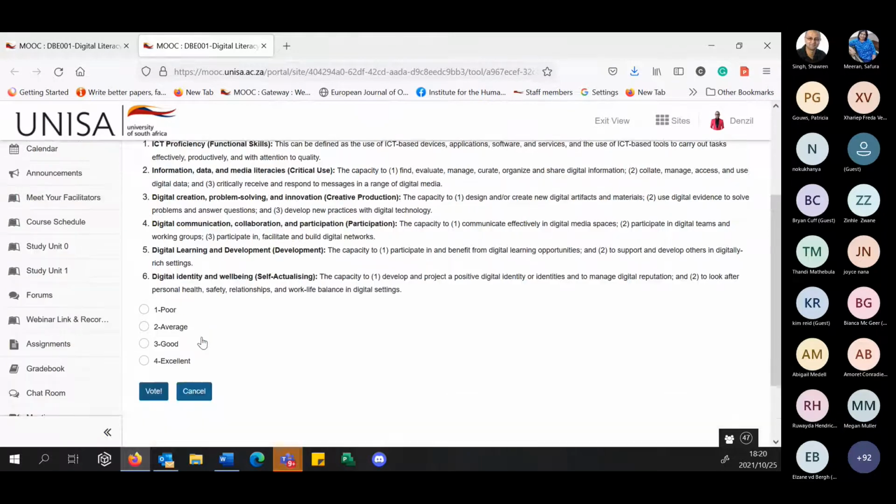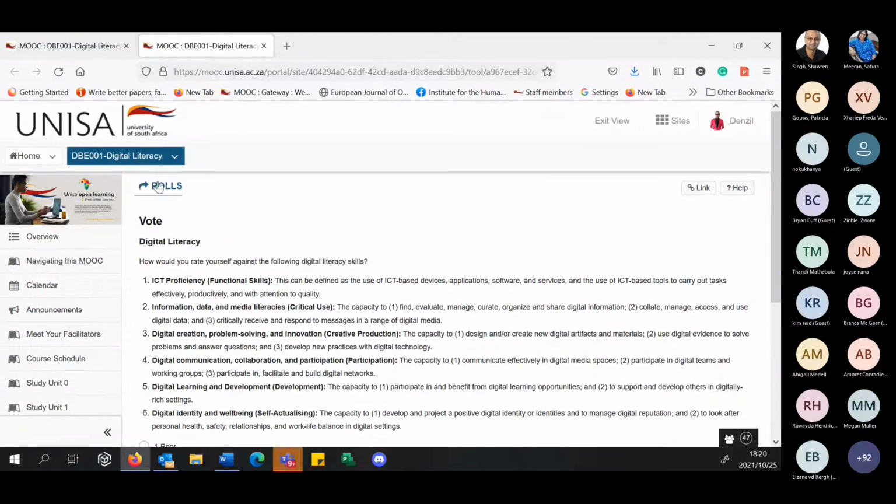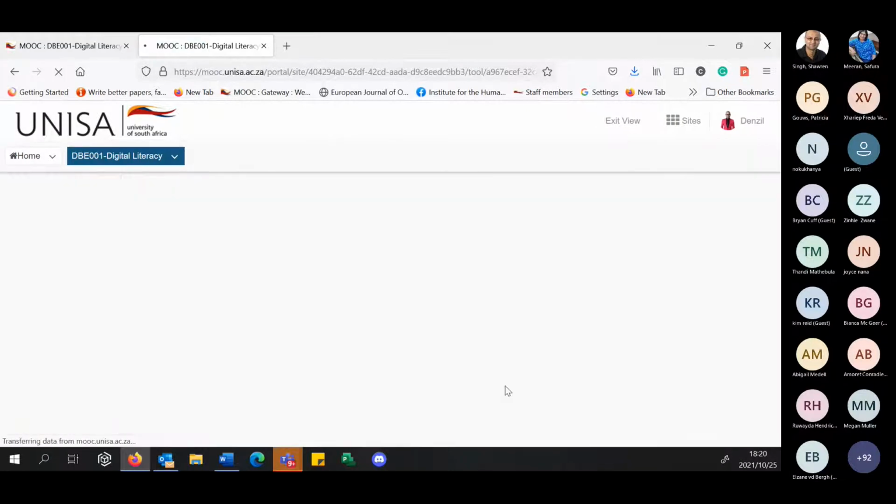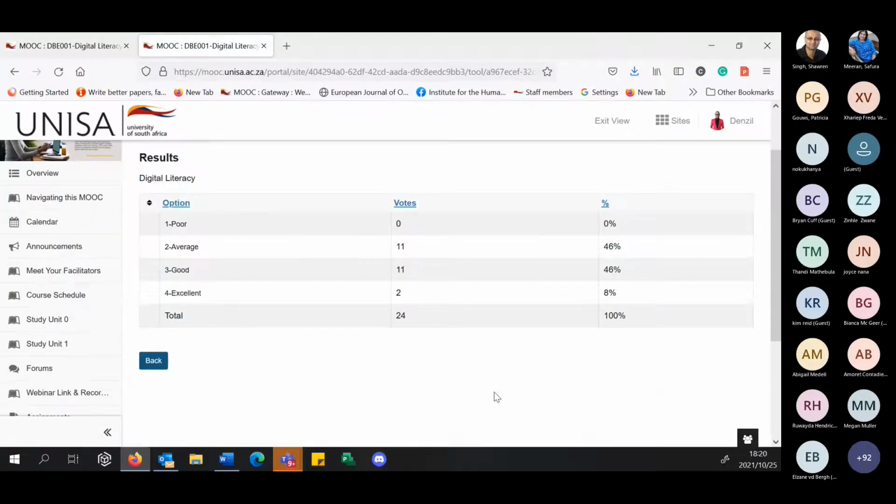But in reflecting on your self-rating, you can also click on results, and then you can actually see where the rest of your classmates and peers are. Some people have already completed it. If you look at this, 11 average, 11 good, 2 excellent. So if you're looking at some of the core skills, a large part is here, in average and good.